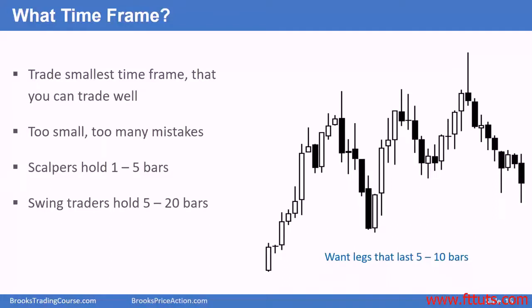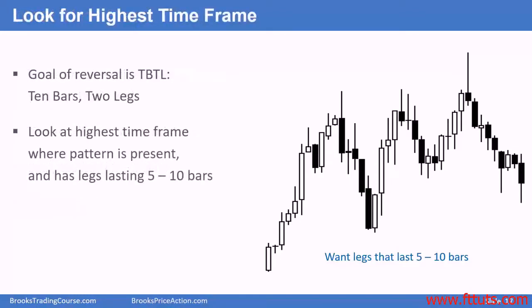In general, whether you're a scalper or a swing trader, you should wait until the legs are reasonably good size, 5 or 10 bars, and a pretty good number of ticks or pips. Otherwise, it's just too hard to make money. Whenever there's a reversal, I'm always thinking about 10 bars and 2 legs, TBTL. You don't always get it, but you often do.